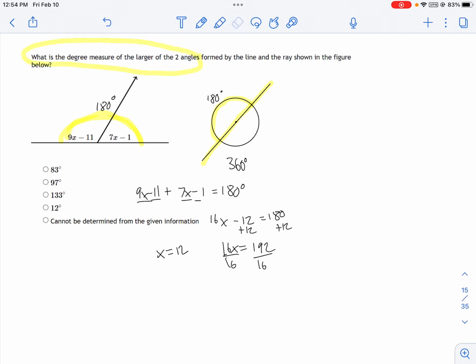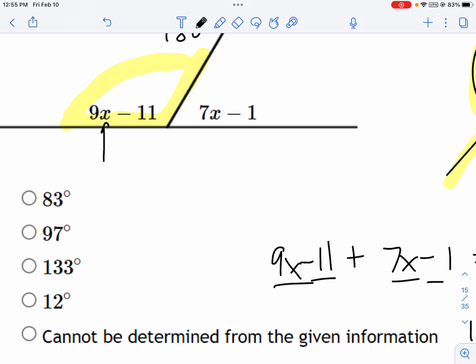Meaning, you are finding which one of these is larger. What does it look like? This one. Very good. This is the angle it's actually asking for in the problem. Do we need to know that x is 12 to solve this? Yes. But does that mean 12 is the answer? No. Right? We know x is 12, plug 12 in.